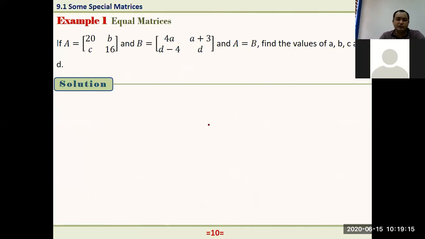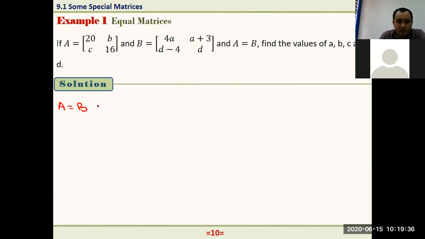Okay, using the definition, since we are claiming that A is equal to B, right? First, what is the dimension of A? 2 by 2. Dimension of B? 2 by 2. Done, right? So we have no problem. Now, for these two matrices to be equal to each other, their corresponding entries must be equal to each other.